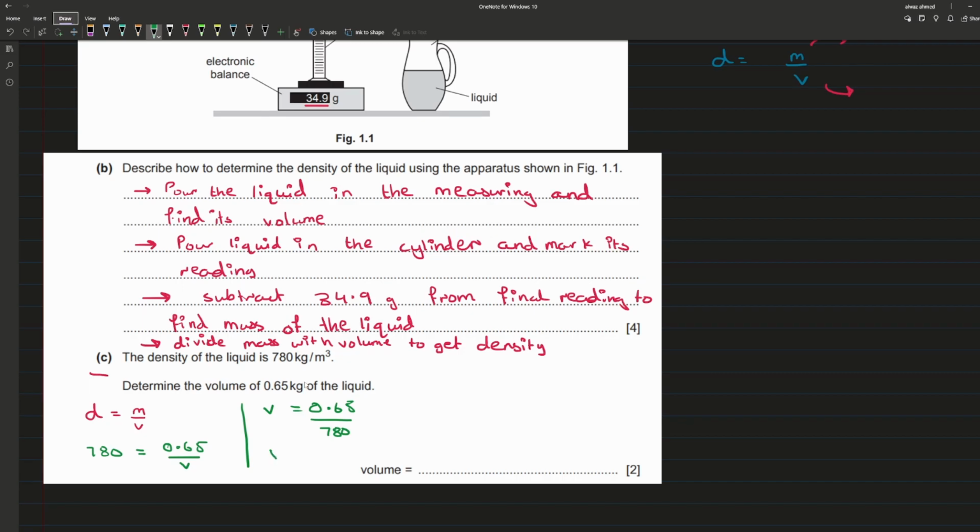So the volume will be 8.3 multiplied by 10 raised to the power minus 4. We're going to write this down. But even if you write this, we're only going to score 1 mark. Why? Because we didn't write the units. So the units are very important and you need to write the units along with the volume or whatever quantity that you're writing. So in this case, the units are going to be meter cube because we're talking about volume. And in our question, we can see that the density has meter cube in its unit as volume.